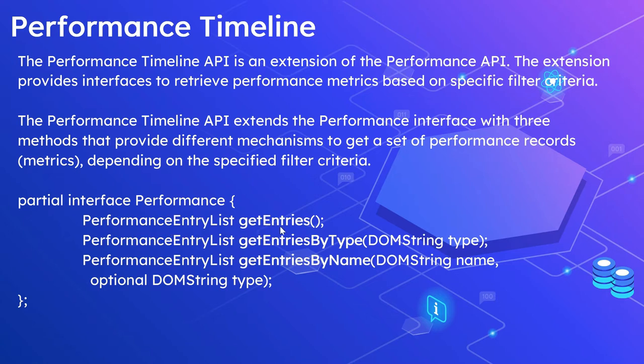getEntries returns all the performance metrics. Then getEntriesByType, you can specify the type. Example, navigation, resources, etc. Then getEntriesByName, you can specify the name. Example, you want to get the performance metrics for a specific image. You can specify the image URL.